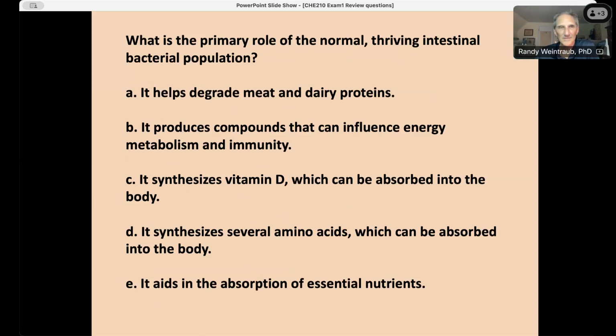Let's see, the primary role of normal thriving intestinal bacteria. This is sometimes called now the microbiome, and some other names. It helps degrade meat and dairy, produces compounds that influence energy and immunity, synthesizes vitamin D, synthesizes several amino acids, and aids in absorption of several nutrients. So that's the role of a thriving intestinal bacterial population.